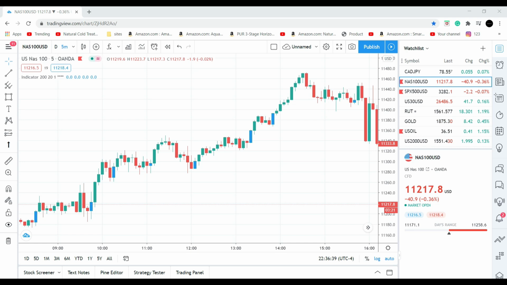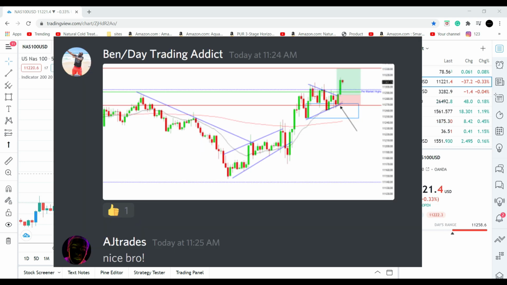But what is cool is the indicator had the same zones that I had today. So let me show you guys the trade that I took. Now, if you look at this screenshot, this is actually my private group right here. I was telling people that I took this trade. We had this zone right here.